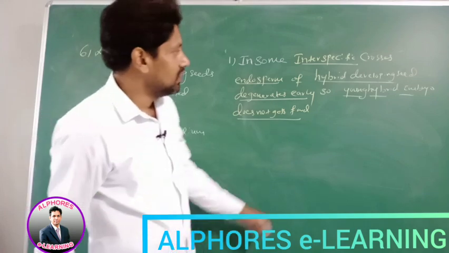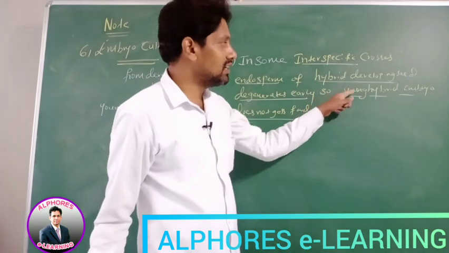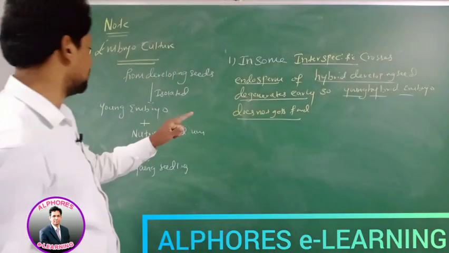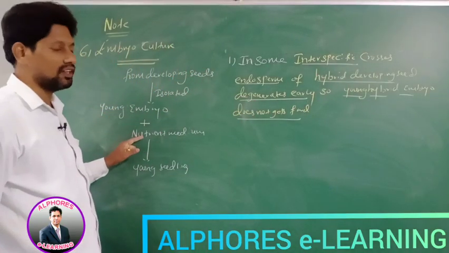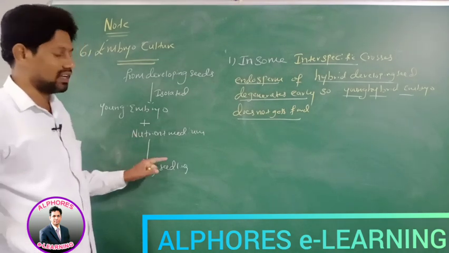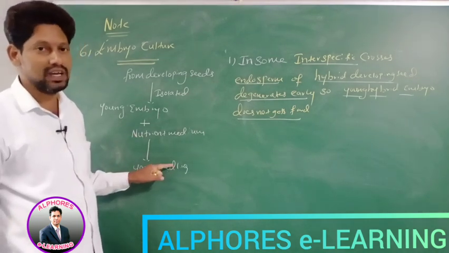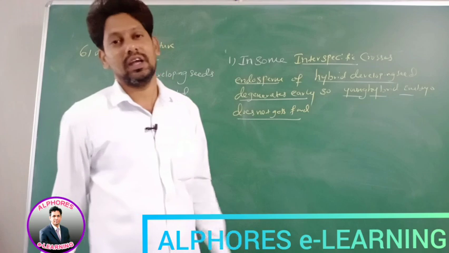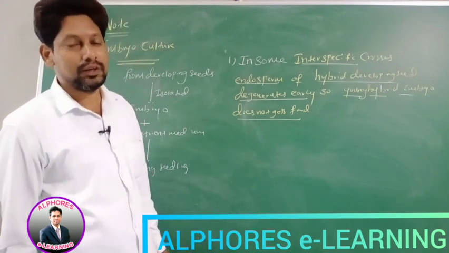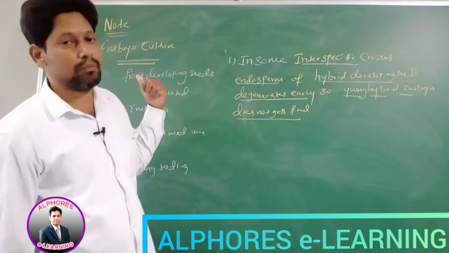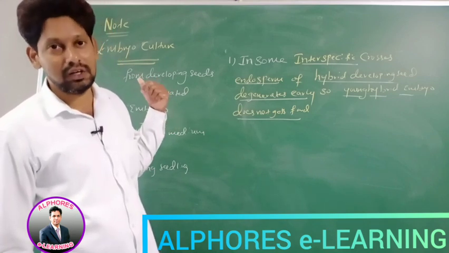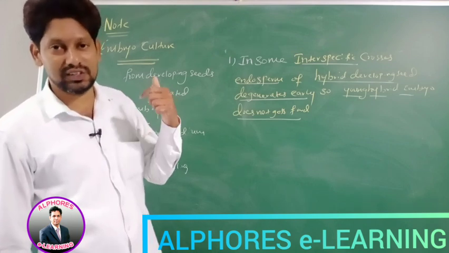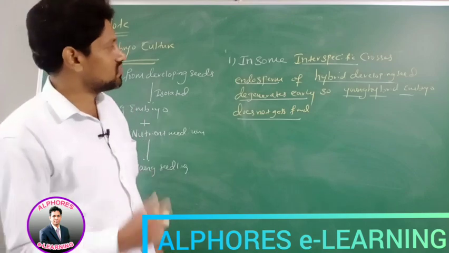In such cases, the embryo is isolated. The young hybrid embryo is isolated from the hybrid developing seed and grown on a nutrient medium to produce a young seedling. Is this statement okay? It means the embryo is rescued. Embryo rescue. We are applying embryo culture. Application of embryo culture to prevent abortion of young embryos is called embryo rescue.